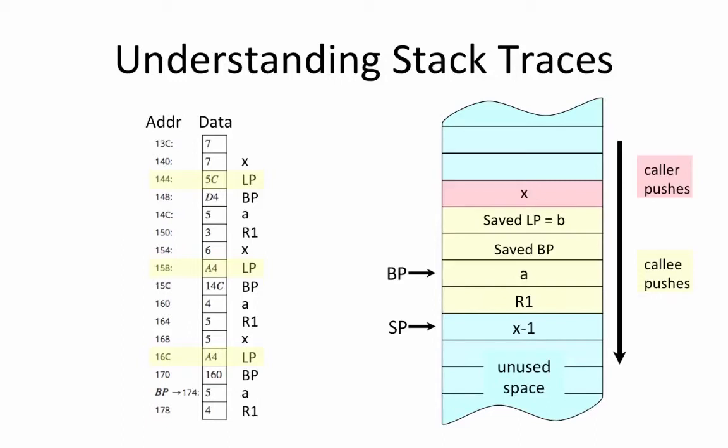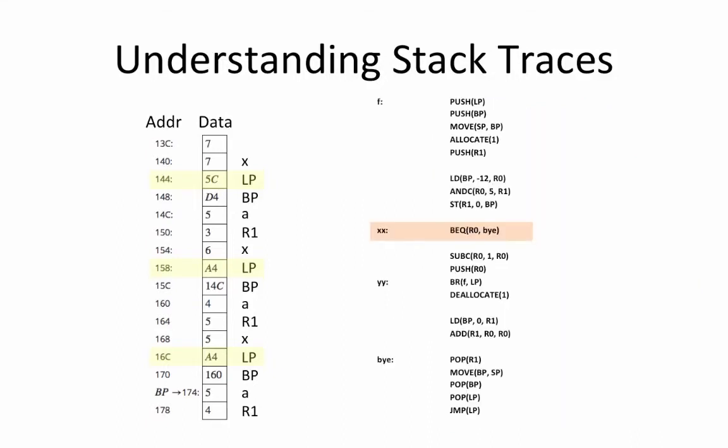Using this information, you can now answer the question, what is the address of the branch instruction that made the original call to F from the external main program? Recall that the value stored in the LP register is actually the return address, which is the address of the instruction immediately following the branch instruction. So if the original LP value was 0x5C, that means that the address of the branch instruction was 0x58.